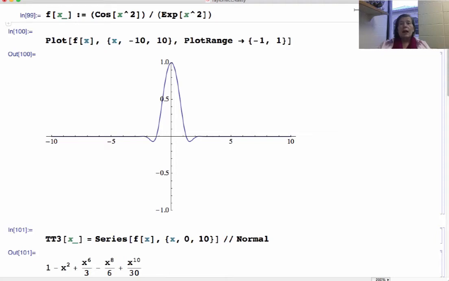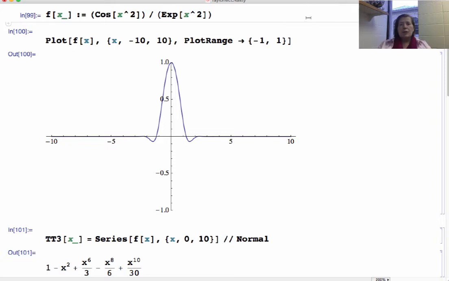Now let's look at a function where the Maclaurin series can be very useful. This function, f of x equals cosine x squared over e to the x squared, is a difficult function to work with. It's reasonably difficult to differentiate and probably almost impossible to integrate. For this function, we can certainly find a Maclaurin series. It's certainly infinitely differentiable at 0.